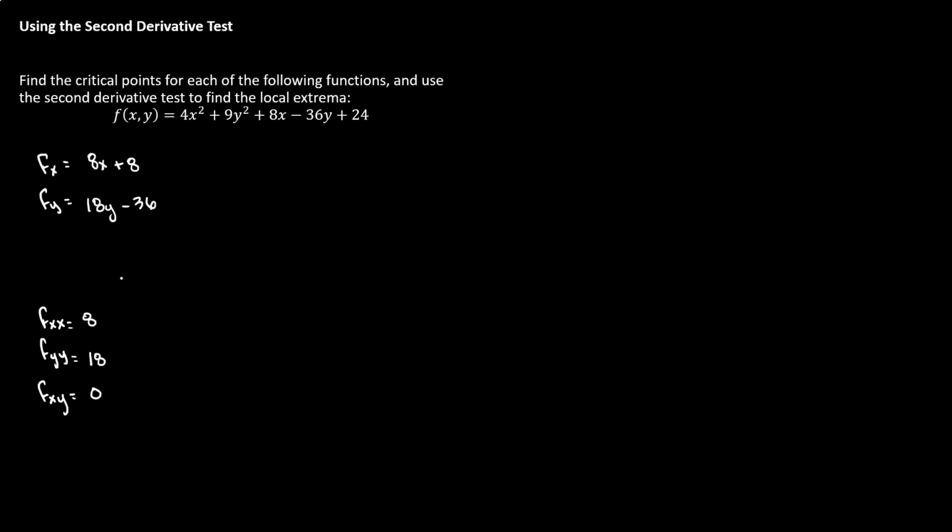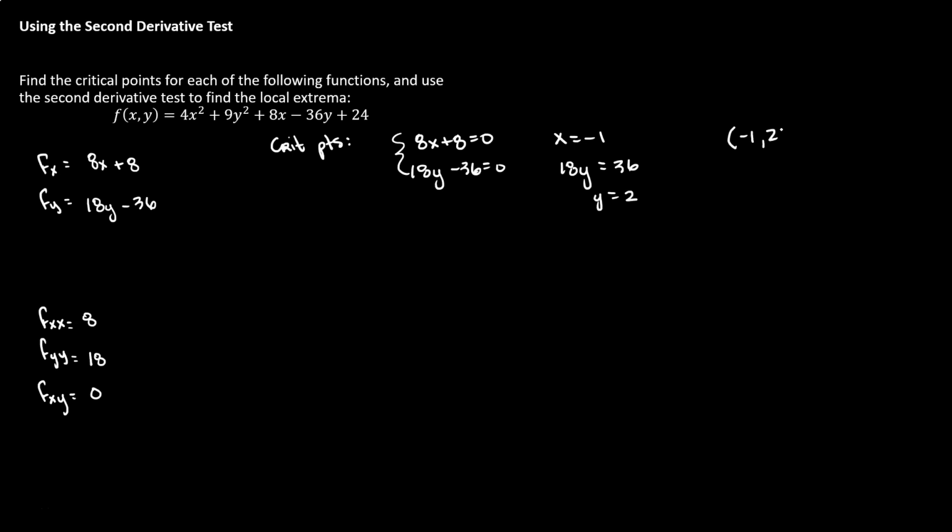I've got all of my derivatives worked out, so let's go ahead and find our critical point. We need to take our first order partials, set them equal to 0, solve this system. I can see x needs to be equal to -1, y needs to be equal to 2. So we have one critical point at (-1, 2). Now we want to classify it.